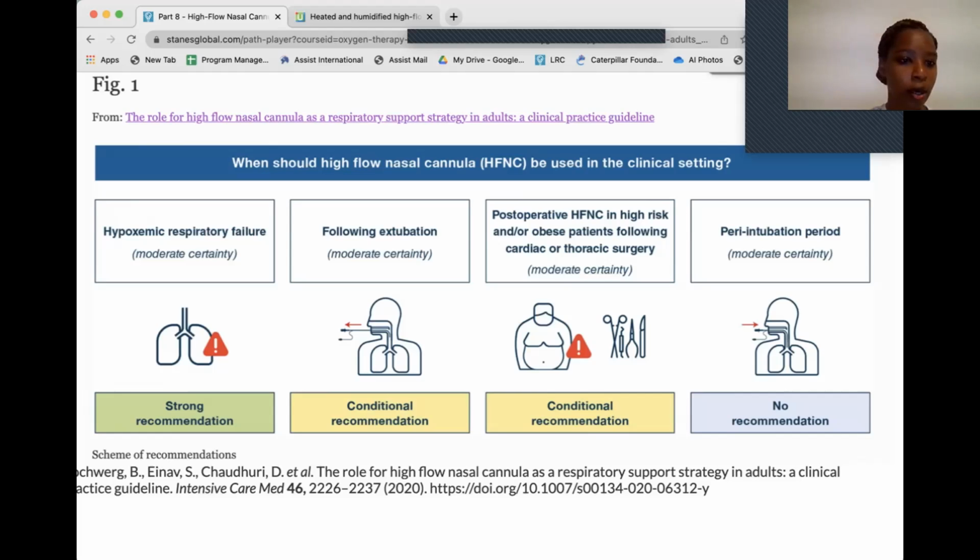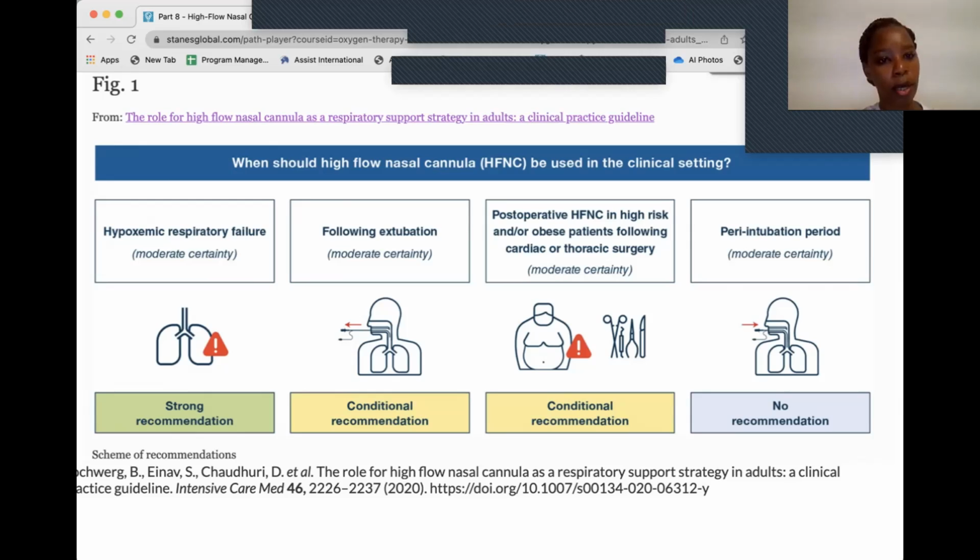So following, what else? You can actually use it following extubation. There are some conditions that you have to meet, but studies have shown that when you put patients on high flow oxygen therapy immediately after extubation, you're less likely to reintubate them as opposed to patients who go straight to low flow oxygen therapy. So that can also be a step down measure from intubation or use of high flow like CPAP, and then you go to the high flow nasal cannula, and then you go stepping down.